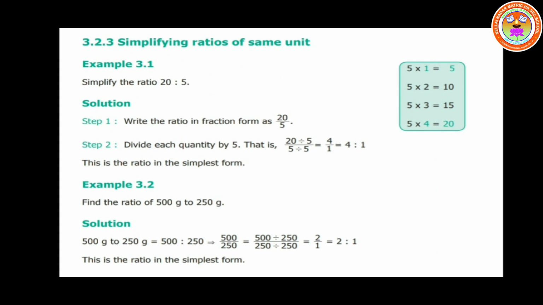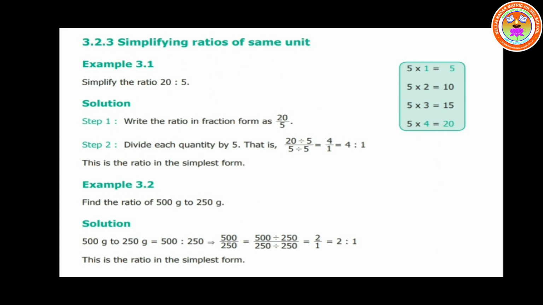One more example, let us see. Example 3.2. Find the ratio of 500 gram to 250 gram. I already told you the ratio can be expressed like this also. So 500 gram to 250 gram, you can write 500 is to 250. That can be written as 500 divided by 250. You can cancel in a simple way. Either divide by 250, or else you can cancel the numerator zero and denominator zero. So the balance will be 50 divided by 25.